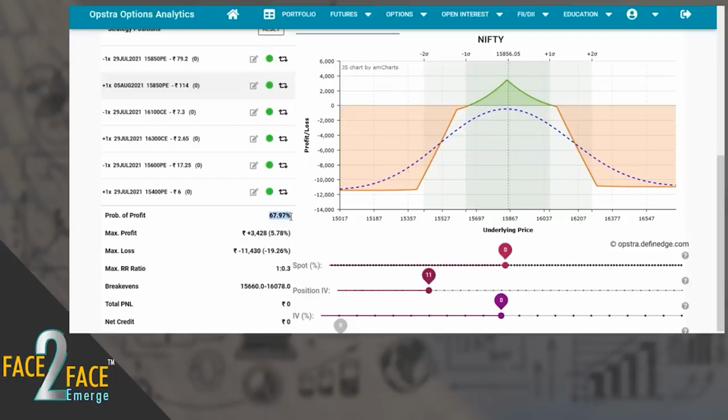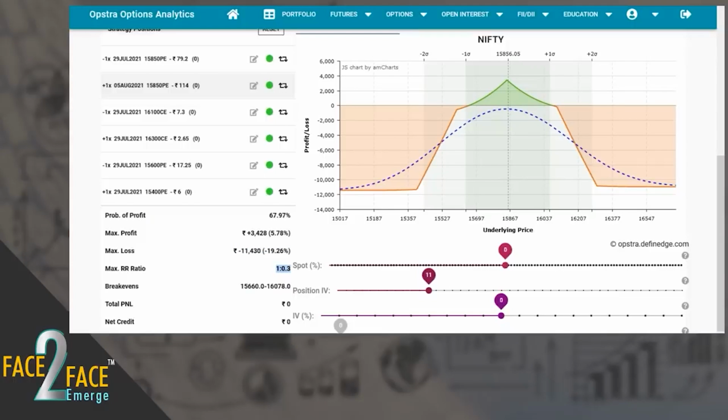Now you will see the statistics. What was 45% in my earlier calendar has increased to 68%. What my max profit was has jumped up. It was 2500 in that, now it has become 3400. But the drawback is that my ratio was 1:1, and it is no longer 1:1. I have to take a slightly bigger hit and my loss has increased. It has become 11,400.